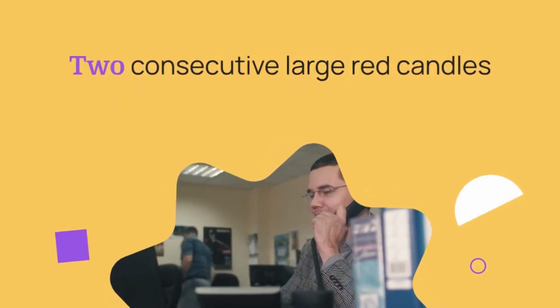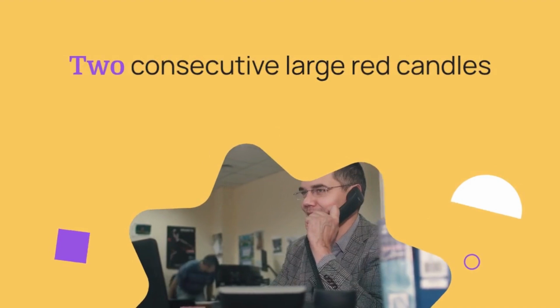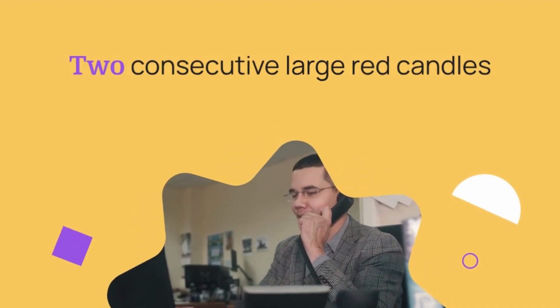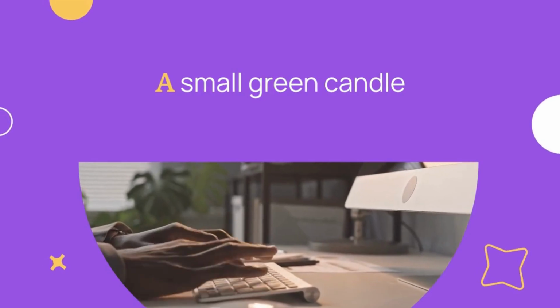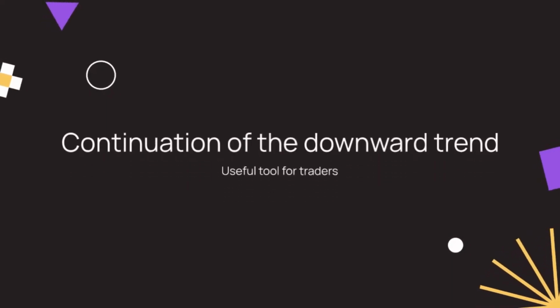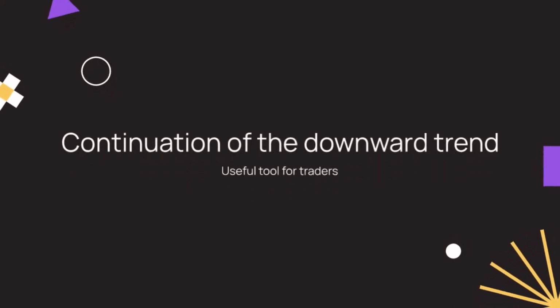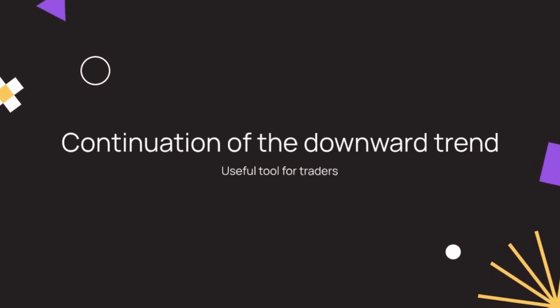To spot a downside Tasuki gap, look for 2 consecutive large red candles with a gap between them. Following these, a small green candle should close within the gap. This formation signals a continuation of the downward trend, making it a useful tool for traders.